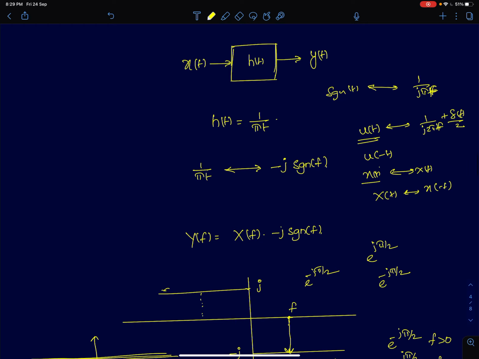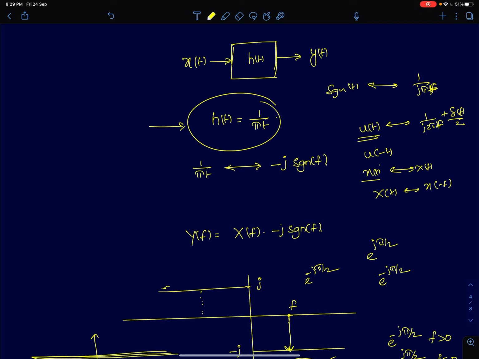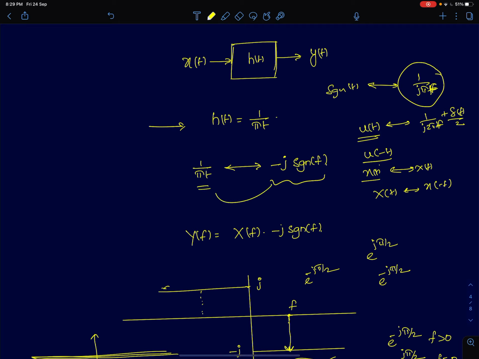The impulse response of a Hilbert filter is given by 1 by pi t. The frequency response of a Hilbert filter, which is the Fourier transform of 1 by pi t, is minus j signum of f. I've already discussed how we got this result in one of the previous lectures on Fourier transform. We began with the Fourier transform of u of t, then we found the Fourier transform of u of minus t, and from that we derived the Fourier transform of signum of t, which happened to be 1 by j pi f. From that, we used the property of duality in Fourier transforms, and we derived the Fourier transform of 1 by pi t to be minus j signum of f.